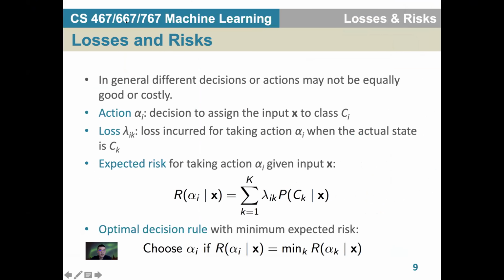So the optimal decision rule says that you want to take the particular action that leads to the minimum risk. The action basically assigns to class i, whatever i is. For a different actual class k, you have a different risk. Then you take an expectation, and you take the minimum risk.